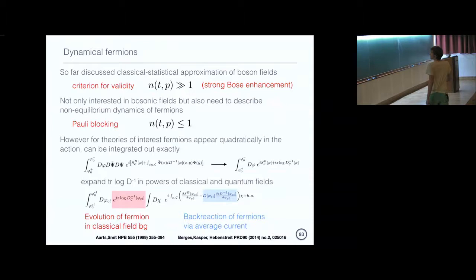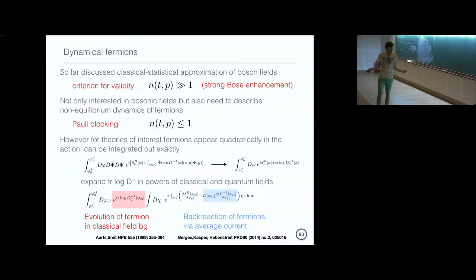Now, typically the theories that we're interested in don't just have bosonic degrees of freedom, but they also include fermions, as is the case in QCD. And so generally we're not only interested in describing bosonic fields, but we also want to describe the dynamics of fermions. And so there's a problem when it comes to that.